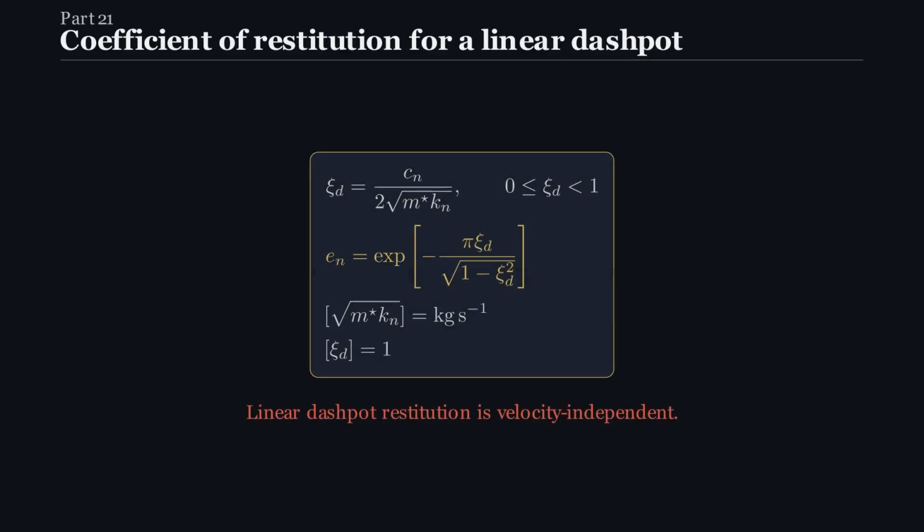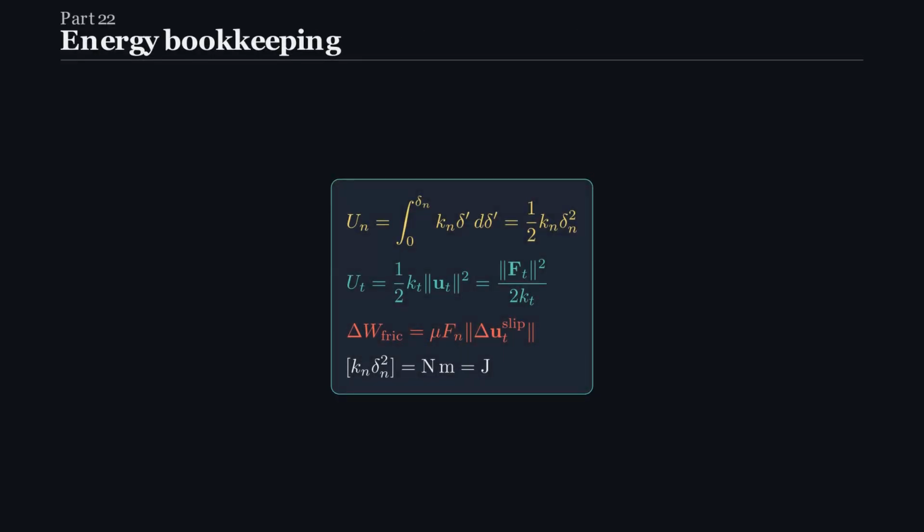For a linear spring dashpot collision, the damping ratio is Cn divided by 2 square root of reduced mass times normal stiffness. The coefficient of restitution follows from the damped oscillator. This is mathematically clean but physically limited because it predicts velocity-independent restitution.